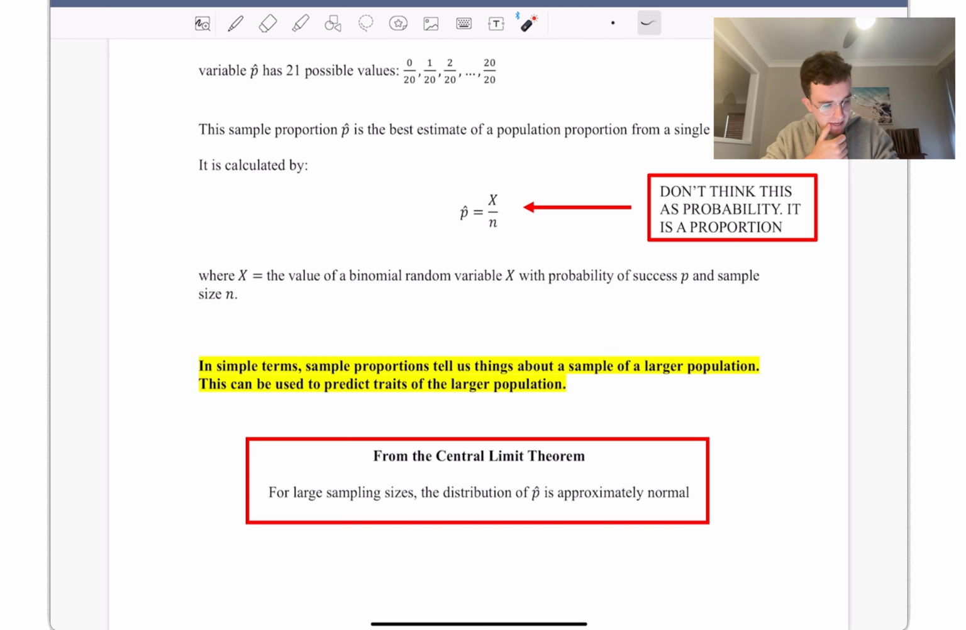So the proportion of people who have a certain characteristic is going to be the number of people who have that characteristic on the total number of people. And that's the proportion of people who have a particular characteristic.